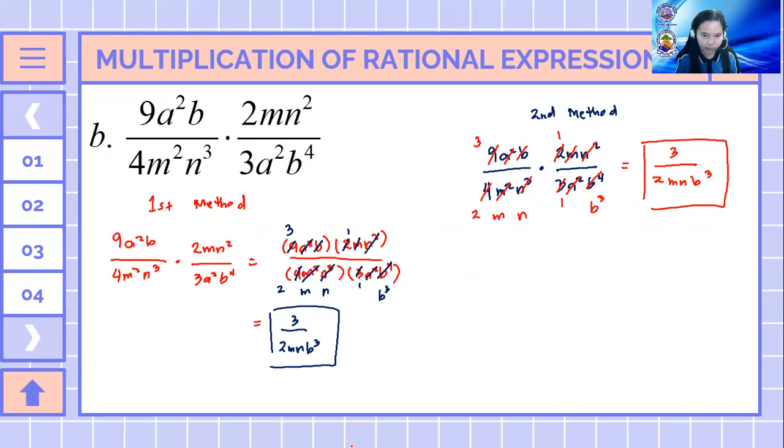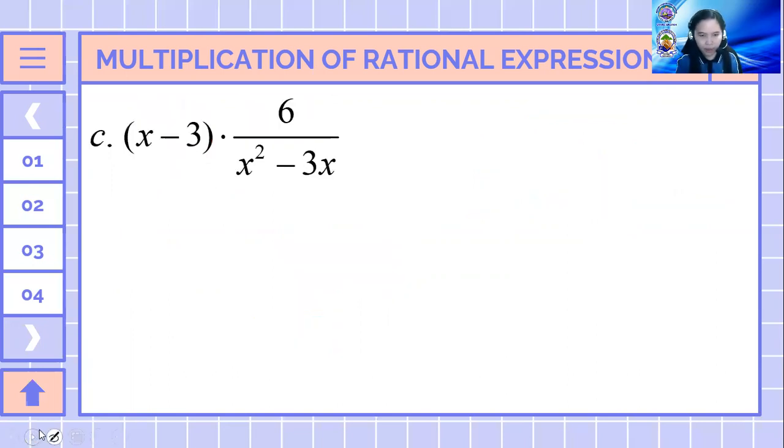Okay? Next one. Let's have the last example for multiplication. We have to find the product of x minus 3 and 6 over x squared minus 3x. Let's evaluate. As we can see, x minus 3 doesn't have a denominator, right? So it means the denominator of x minus 3 is 1. Then proceed with the product of numerators and denominators. So we have x minus 3 times 6. That will be x times the quantity x minus 3. And then 1 times x squared minus 3x is equal to x squared minus 3x.